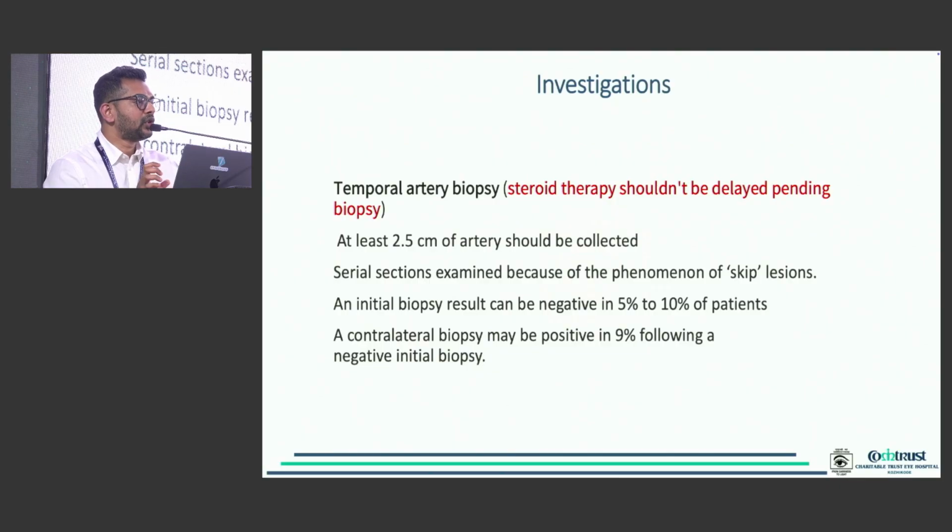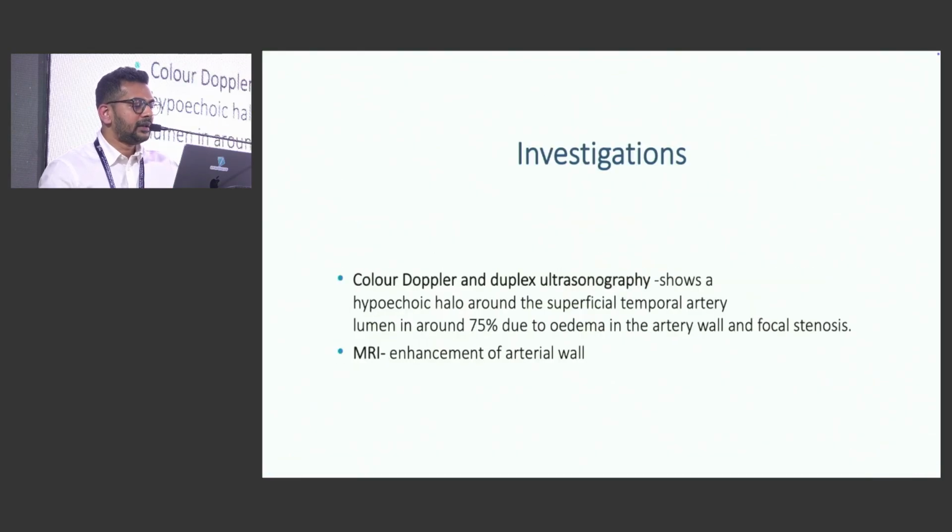But we have to remember about the skip lesion. So, 2.5 centimeters of artery should be collected to study it. The non-invasive investigations include color Doppler duplex ultrasonography and MRI, which can localize the edema and the focal stenosis.